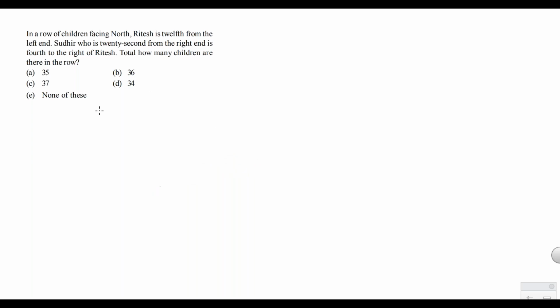Okay. In a row of children facing north, Ritesh is 12th from the left hand. See, two ends. So this is left hand, this is right hand. If you start counting from the left hand, this is first position, second, third, fourth, and so on. If you start counting from the right hand, this is first position, this is second position, this is third position, this is fourth, and so on. This is from the right hand, this is from the left hand.